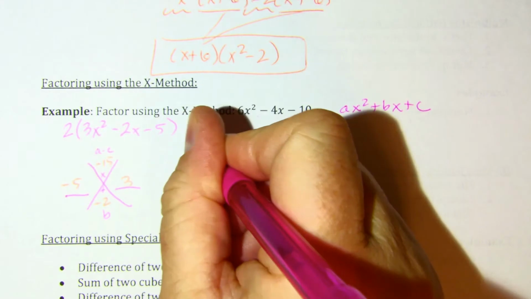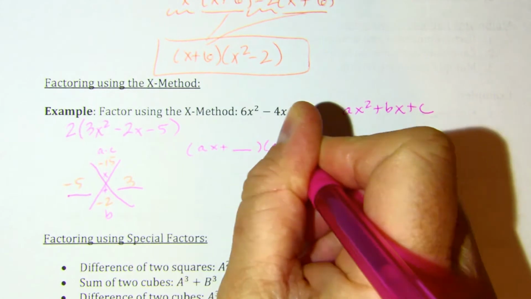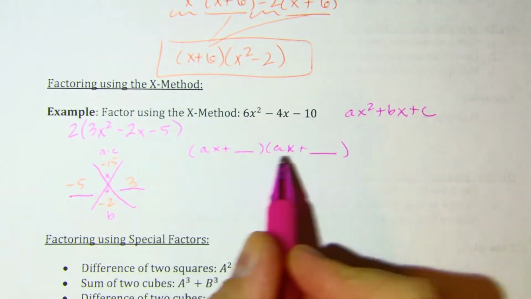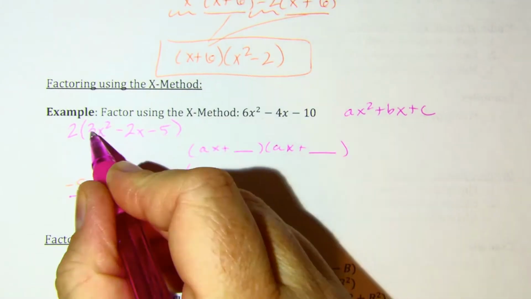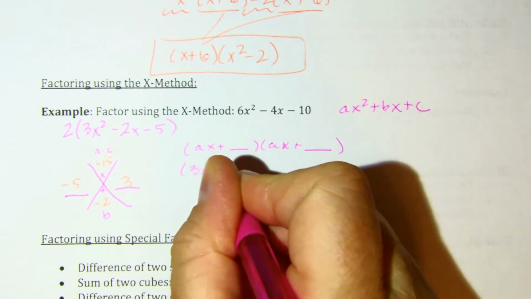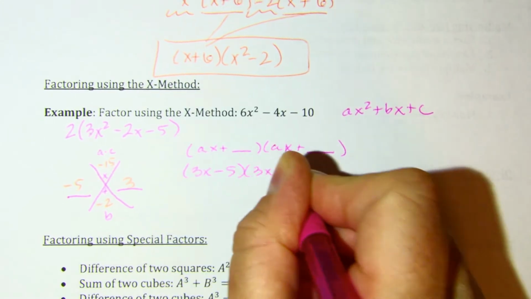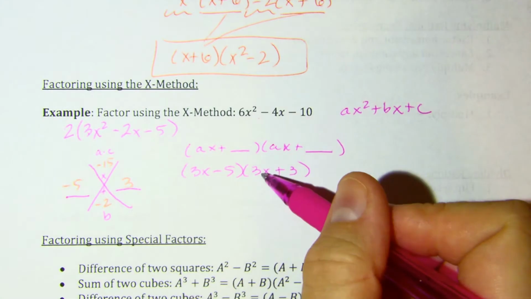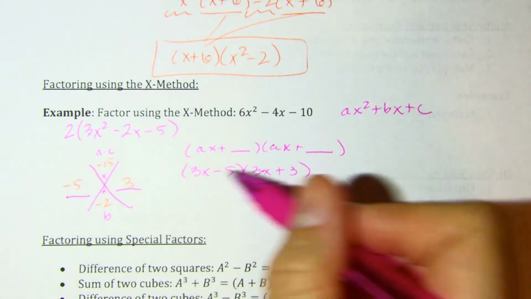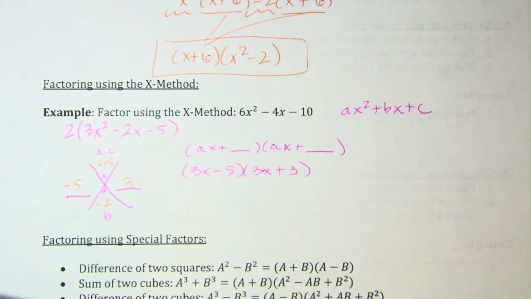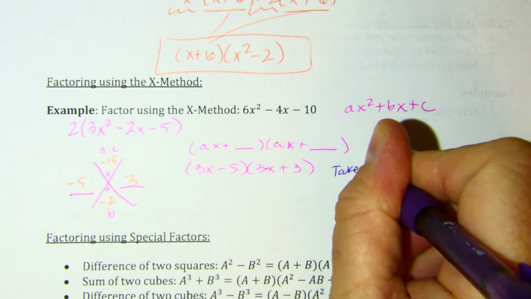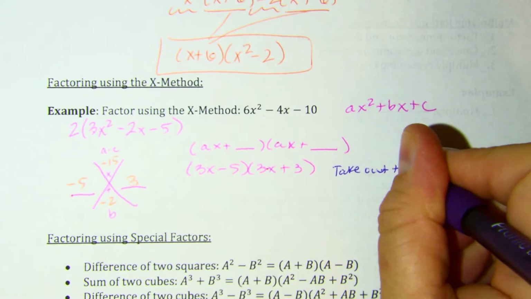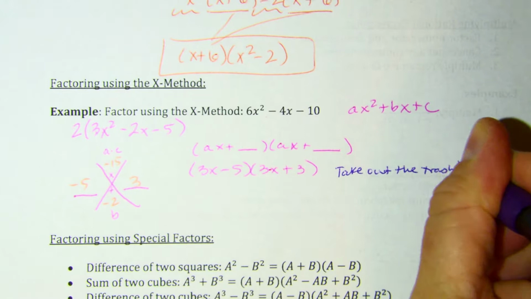And in the next step, you're going to write ax plus each of those numbers that we just found. Now, this is where my method differs from other teachers. So here my a term is 3, so 3x minus 5 and 3x plus 3. Now, if I leave it just like this, I have an extra 3 in here because if I multiply these back out, I'd get 9x squared, and obviously that's too much. So to figure out where your extra 3 is, I do what's called taking out the trash. That's just what I call it.